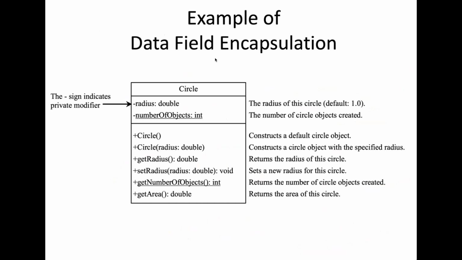This is an example of data field encapsulation. Again, we have the UML representation of this class Circle. Noting the minus sign, this indicates this particular data field is private. Because this is private, there is no way for other instances of the circle to access it. Therefore, we see accessor methods like getRadius and setRadius. These are public. So as a developer, you get to decide whether you want to expose this private radius data through accessors or not. We also have getNumberOfObjects as a static method.